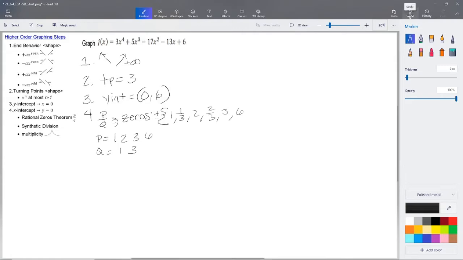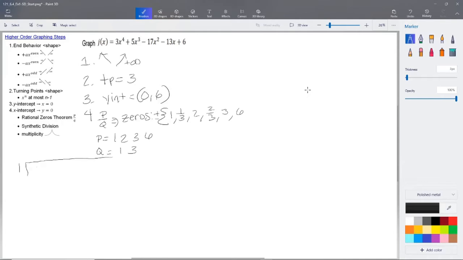So here's our list. We've got 1, 1/3, 2, 2/3, 3, 6. We've got 6 values here. Each one of them could be plus or minus, so that's a total of 12 values to try. So now we need to do some synthetic division to decide if 1, 1/3, 2, 2/3, 3, or 6 is our zeros here. So let's start with 1. 1 is always a great value to start with here. So let's put our 1 here and get our box set up here.